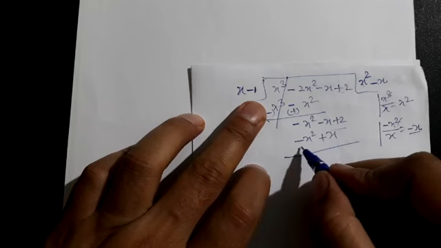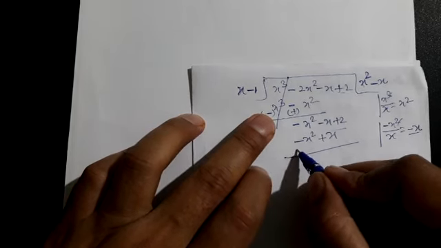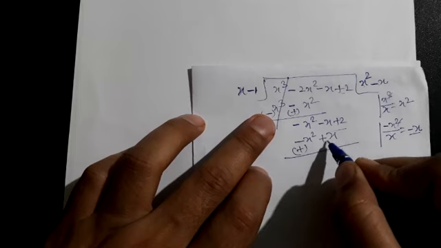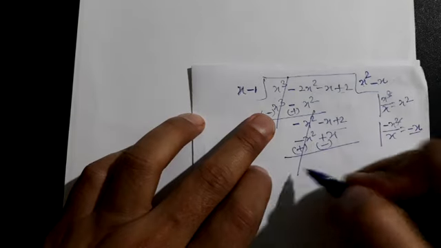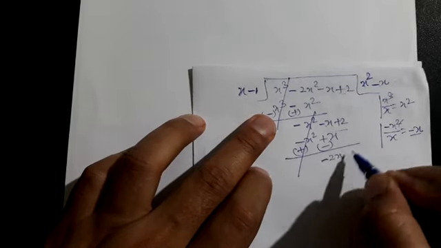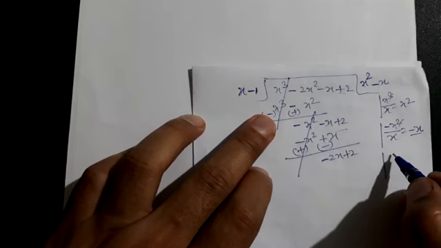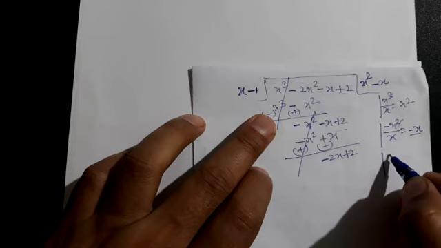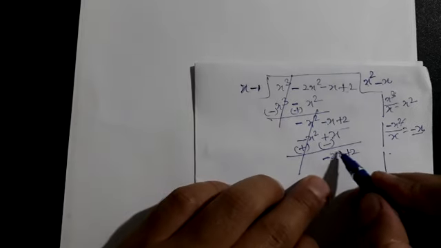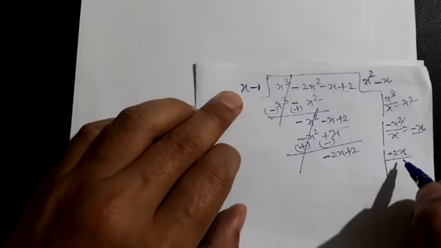Now subtract. Earlier it was minus x square, now plus x square, and it was minus x, now it becomes plus x, so minus x. So plus x square minus x square cancel, minus x minus x gives minus 2x plus 2. Now we have to find the third term of our quotient. For that we divide the first term, minus 2x, by the first term of our divisor.